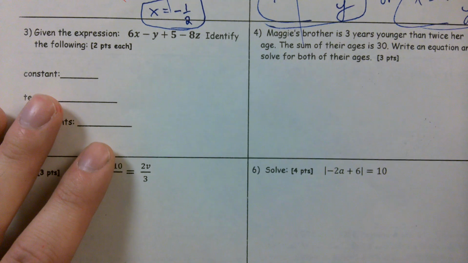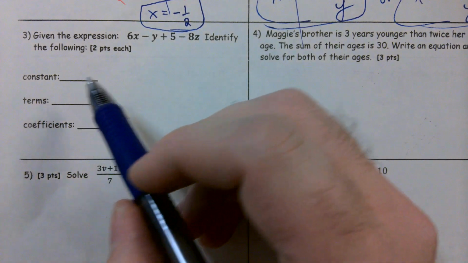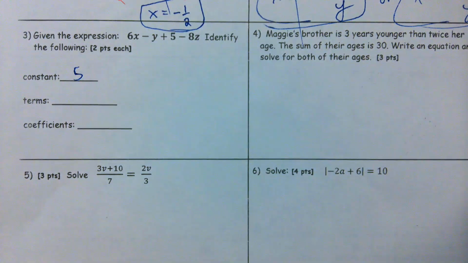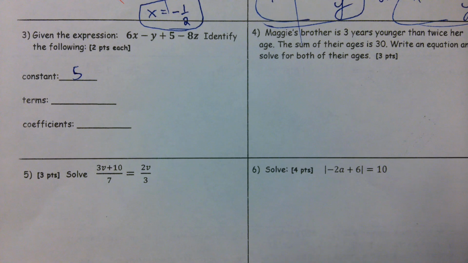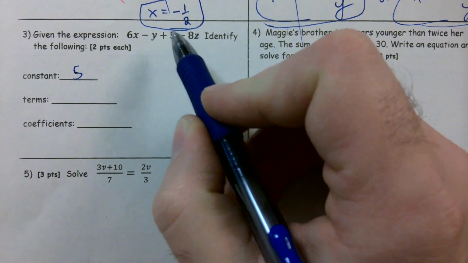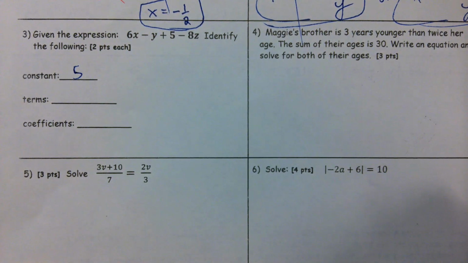All right? Dropping down to number 3. I think we did this on a Blooket the other day, right? Yeah. Okay. What constants do I have in this expression? Liana? 5. Is there any other constants? No. Because a constant doesn't have a variable on it, right? 5 is the only solid number. So that's my constant. How many terms do I have?